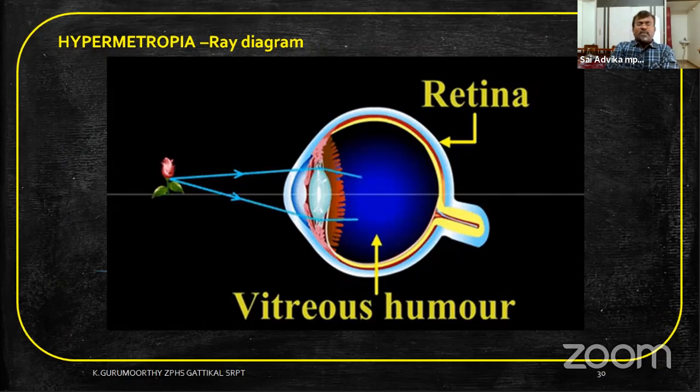The refracted rays coming from an object are forming the image beyond the retina. In this case, the image becomes blurred.